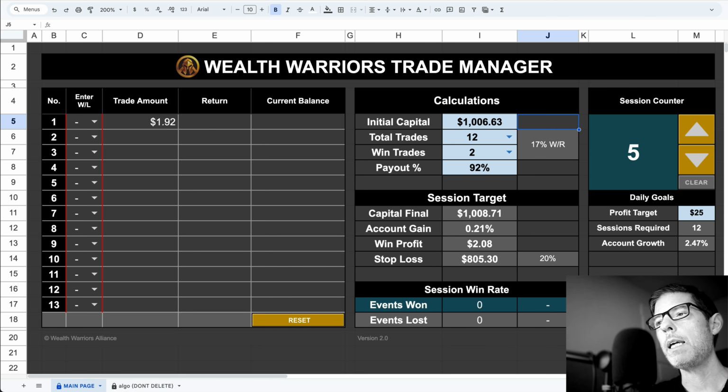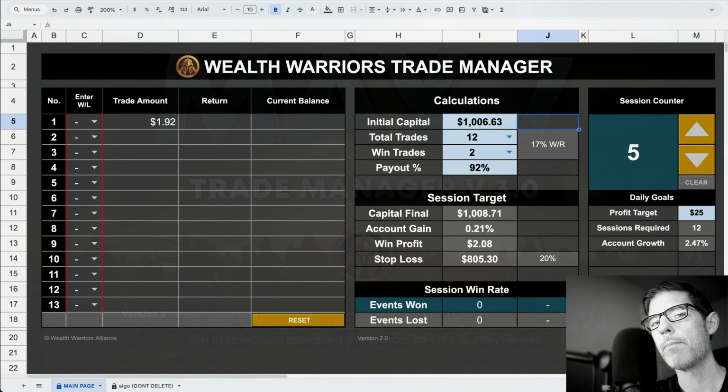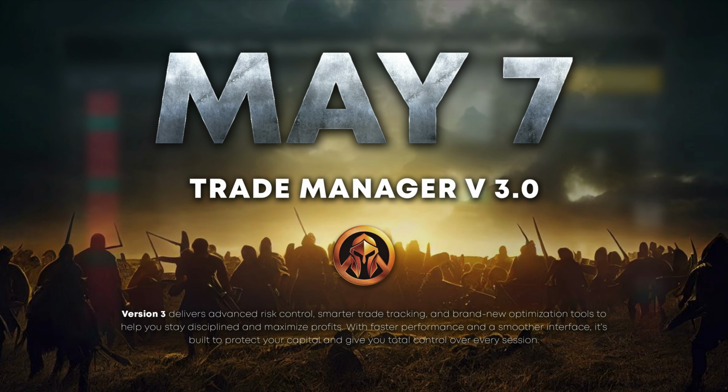So version 3, almost I would say 90% of all the new features of version 3 have been requested by you guys out there, and most of you inside of the private VIP group. And this will be released on May 7th. And the new version delivers advanced risk control, smarter trade tracking, a brand new optimization tool to help you stay disciplined and to also maximize your profits.